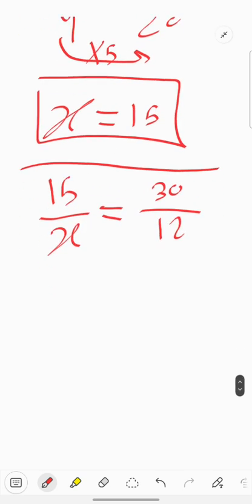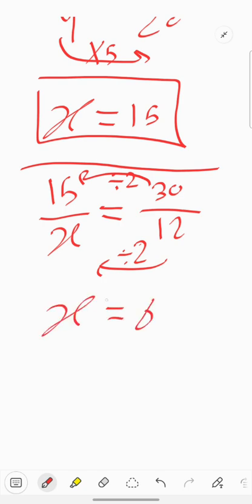Another example, we have 15 over x equals 30 over 12. The equal sign means you can use the properties of proportion. So 15 over x equals 30 over 12. So 30 becomes 15. So we divided 30 by 2, right? So we need to divide the denominator by 2 also. And 12 divided by 2 equals 6. So x equals 6.